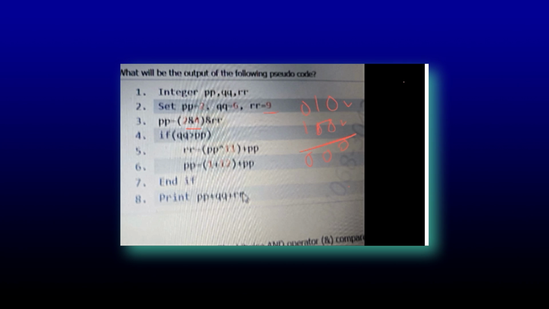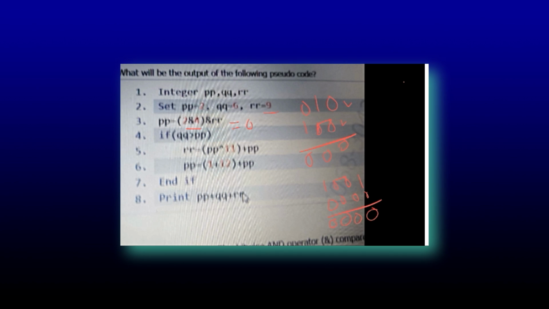So 9 is 1001, right? 1000 is 8 and 1001 is 9. So 9 and 0, if you perform the bitwise AND operation between them, then false and true is false, false and true is false, false and false is false, false and true is false. Okay, so this becomes 0, right? If Q greater than P, so P becomes 0, right?